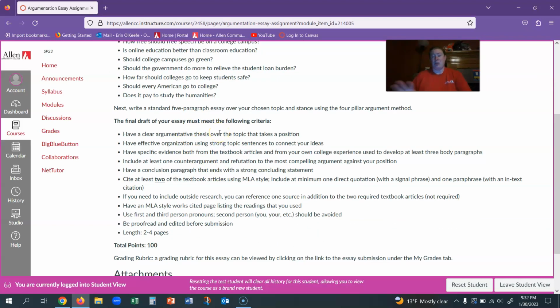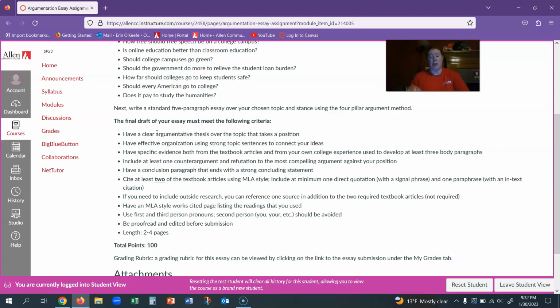And then what you're going to do, once you've decided on your topic, you're going to write a 5-paragraph essay over it. So you're going to choose your topic and then take a position on the topic. The 4 pillars, which, again, the textbook chapter we'll talk about, are your thesis, your evidence, an opposing viewpoint, or the refutation to the opposing viewpoint, and then the conclusion.